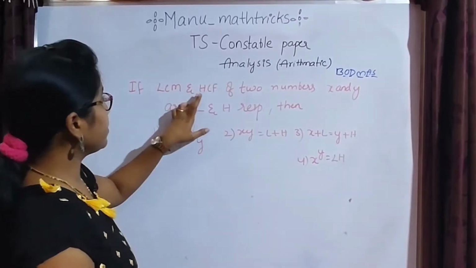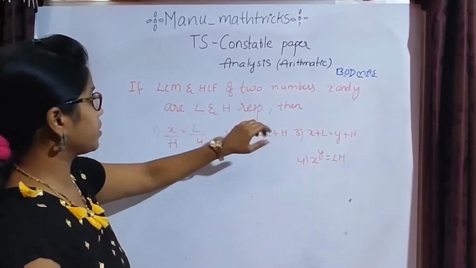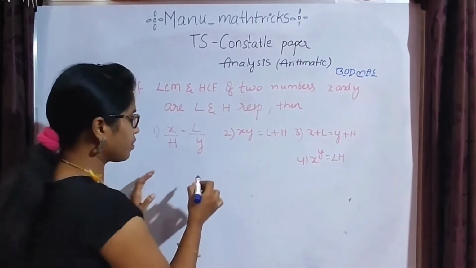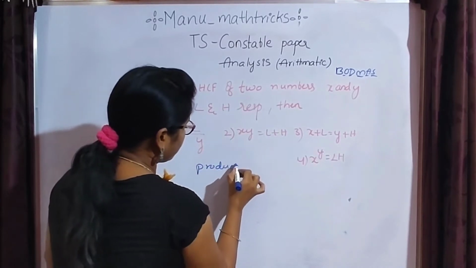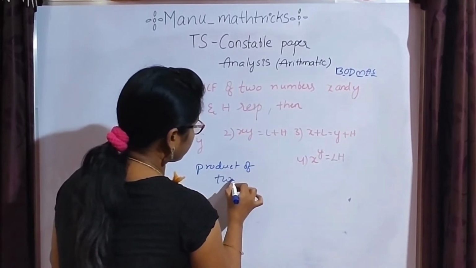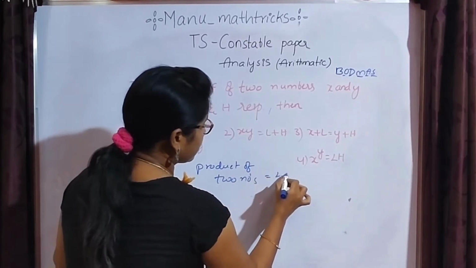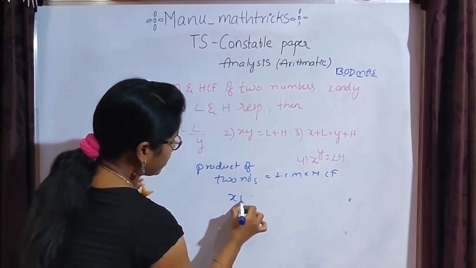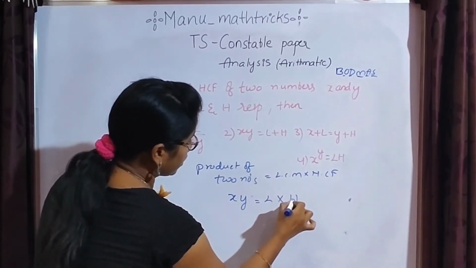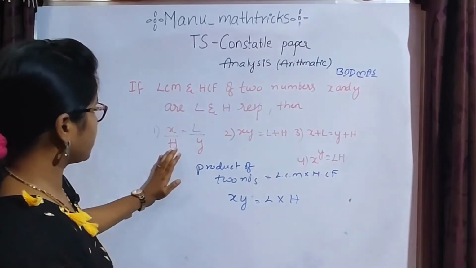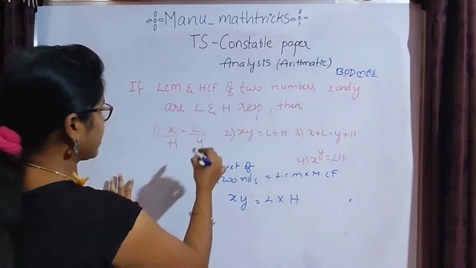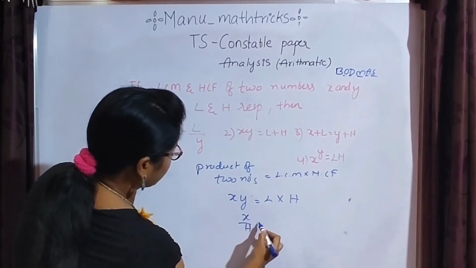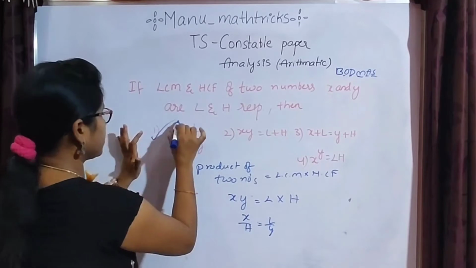Next question. If LCM and HCF of two numbers x and y are L and H respectively, then... he is saying it is a basic question from LCM. We know from childhood that the product of two numbers is equal to LCM into HCF. Here the product of two numbers x and y is equal to LCM into HCF. Now see the option which is xy is equal to LH. Yes, it is satisfied. We can write in this form, that is x by H is equal to L by y. So this is the answer.